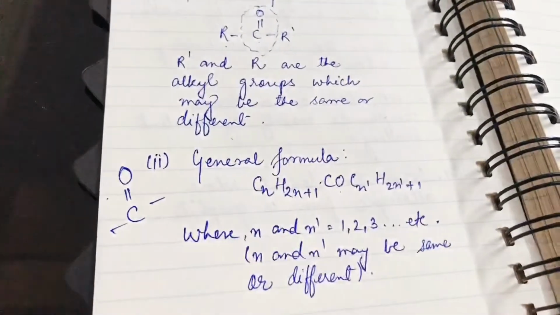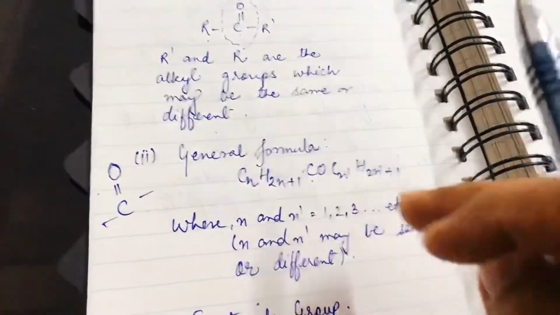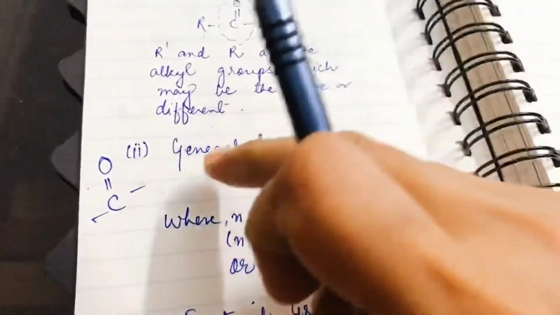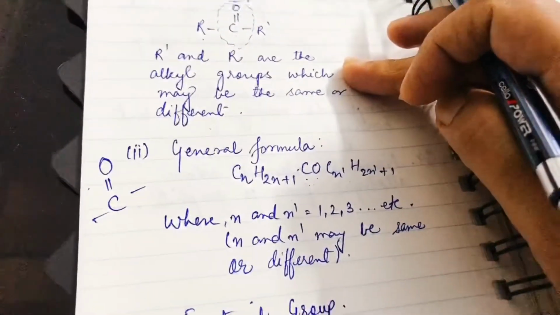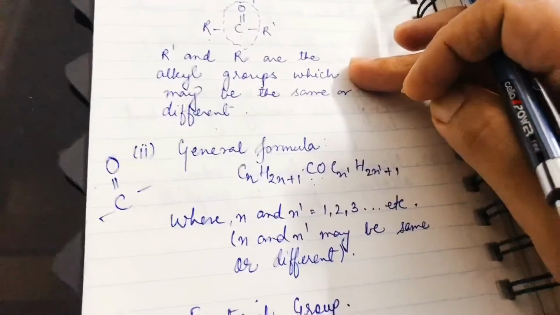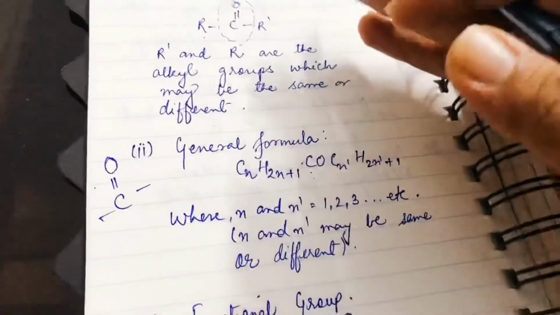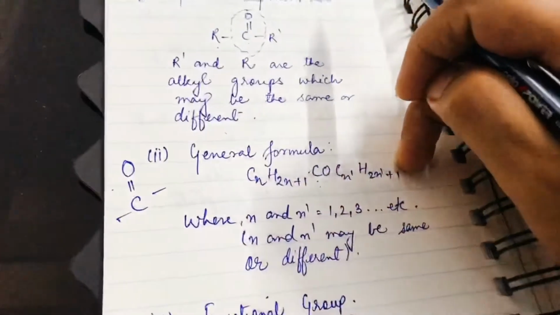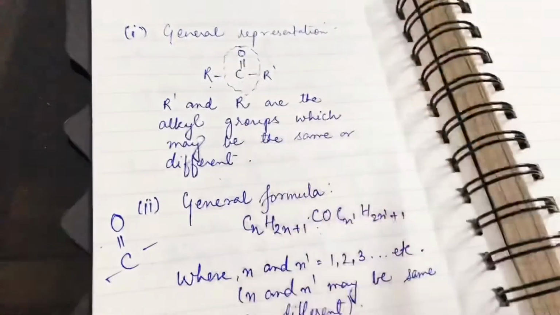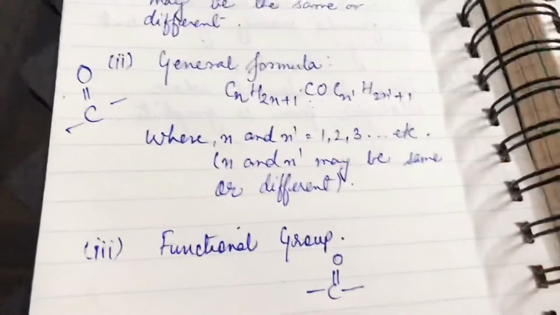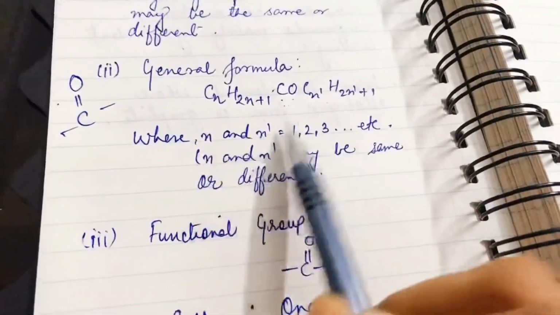So don't get confused. And this ketone, we always write this functional group at the center, not at the corners, just like in the other cases like alcohol, or in the cases of carboxylic acid, or in the case of aldehyde, where we always write at the corners, right? But in the case of ketone, we write at the center. So remember this.